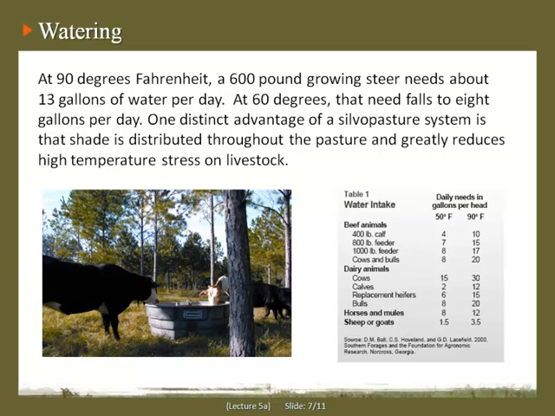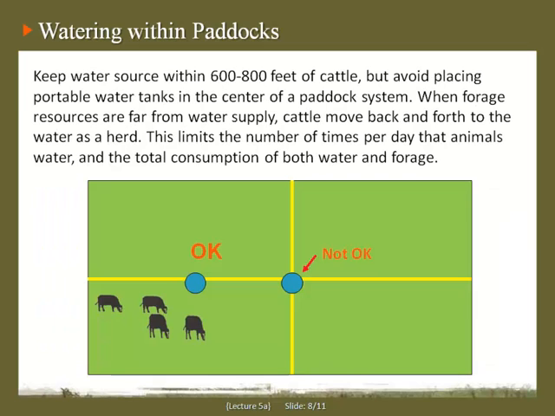One distinct advantage of a silvopasture system is that shade is distributed throughout the pasture and greatly reduces high temperature stress on livestock. A water source should be available within 600 to 800 feet of cattle, but avoid placing portable water tanks in the center of a paddock system.